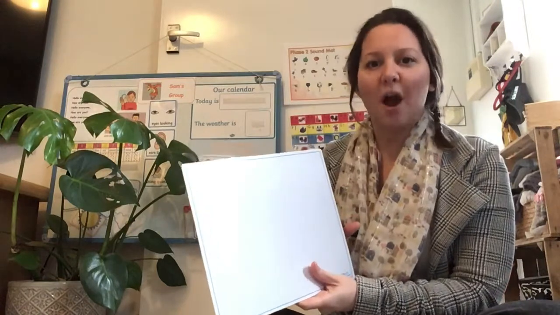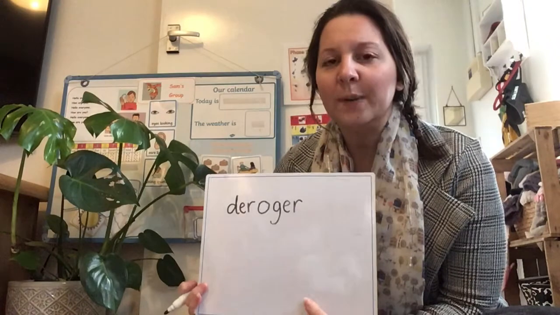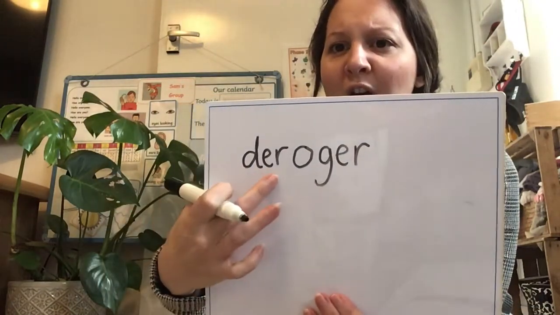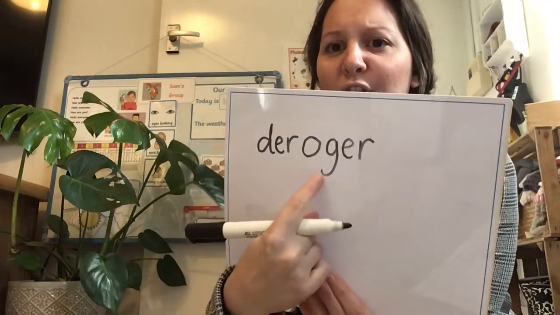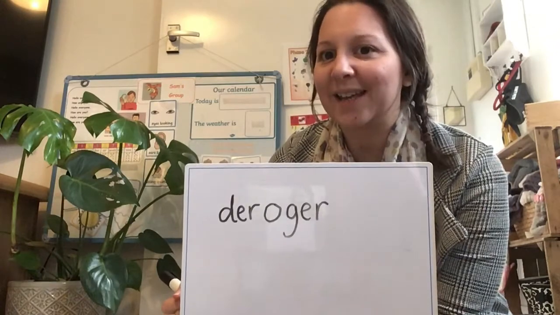Okay, D, O, G. Yeah, we all happy with that? So I'm going to write D, O, G. So I'm a reception child and I've sounded out the word dog because I've been taught D, O, G. D, O, G. Does that say dog? It doesn't, does it?